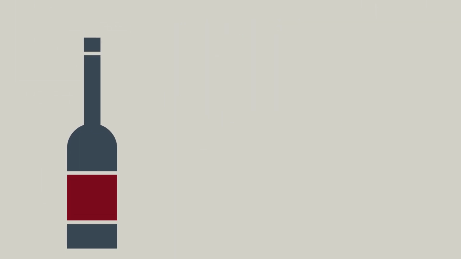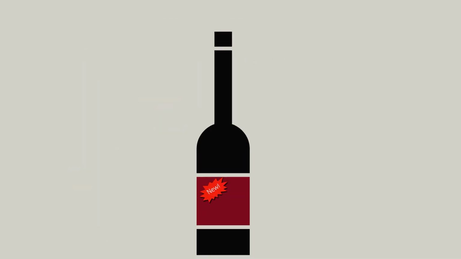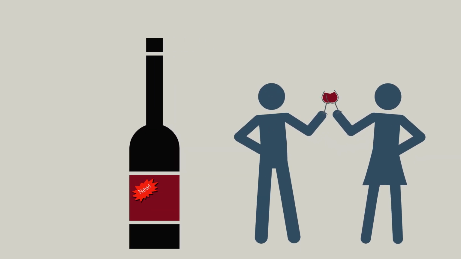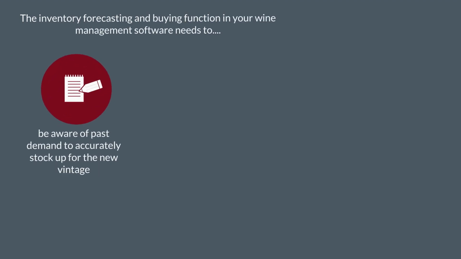For fine wines, each year brings a new vintage that might require a new inventory number that will supersede the previous year's vintage. Although it's a new product, it's reasonable to assume that it will be purchased by the same customers in similar quantities. The inventory forecasting and buying function in your wine management software needs to be aware of the past demand to accurately stock up for the new vintage.